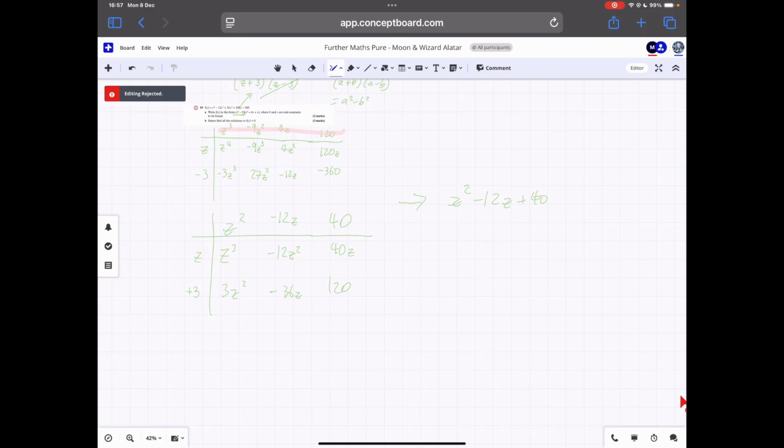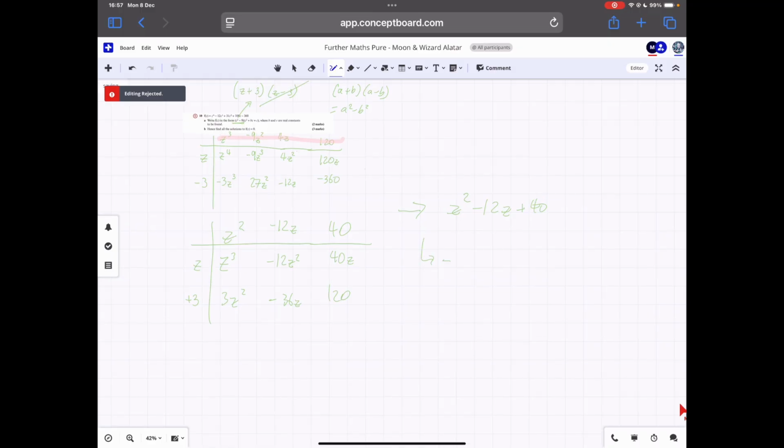So, the next step from here would basically be to fill in the values for b and c. So, in this case, b is going to be negative 12 and c is going to be 40.